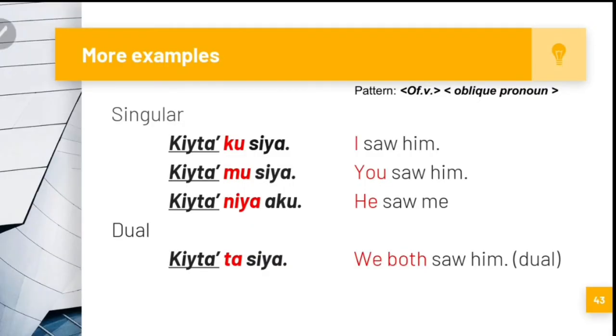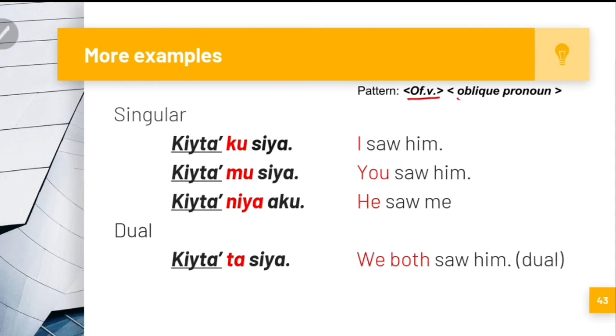More examples. Look, the pattern here is an object focused verb followed by an oblique pronoun. Object focused verbs are underlined. We use the same verb here, followed by the oblique pronoun, and then the focus, which is the object or the receiver. Kita ko siya, I saw him. Kita mo siya, you saw him. Kita niya ako, he saw me. Now this time the actor is niya, which is he or she, and ako is the receiver of the verb.